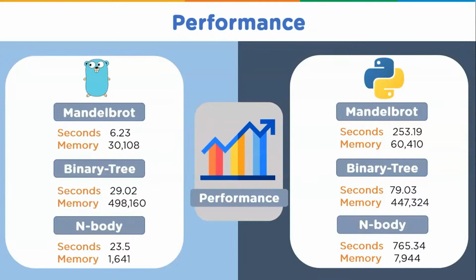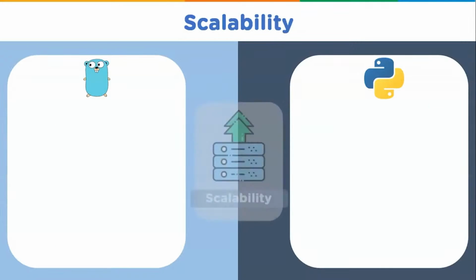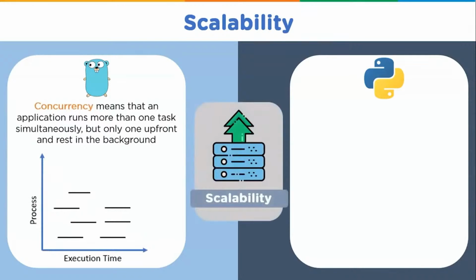Let's compare the two on the topic of scalability. The whole purpose of developing Golang was scalability. This is why Golang has inbuilt support for concurrent process channeling, that is concurrency.